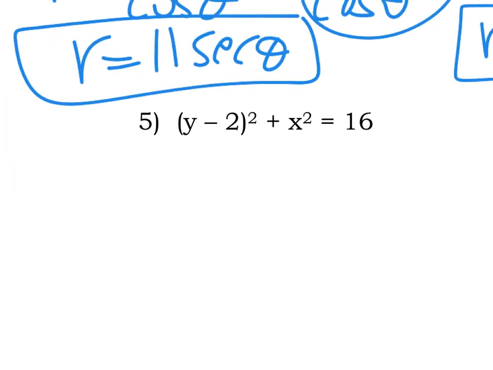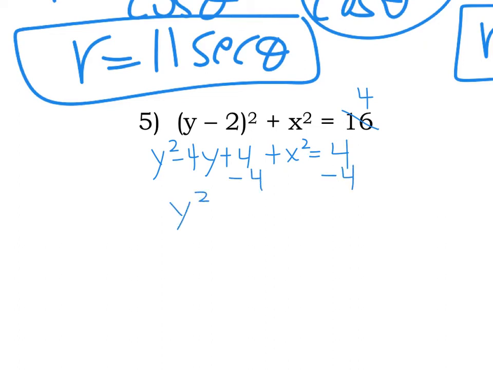All right, number 5. There's a little typo here. This should be a 4. Let's go ahead and FOIL this out. So we have y squared minus 4y plus 4 plus x squared equals 4. We're going to subtract 4 over to the other side, which will give us 0. I'm going to rearrange some things here and move the x squared to the front: x squared plus y squared minus 4y equals 0.